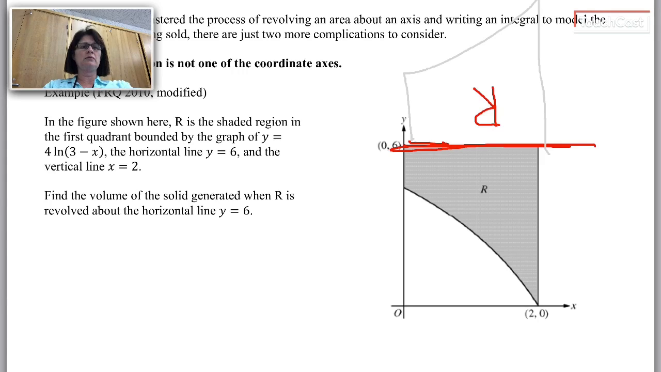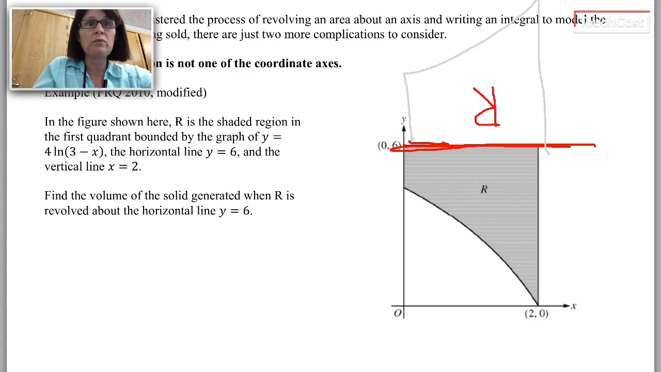I'm going to change to green because I'm going to try to draw a slice. I've revolved around the line y equals 6, which is horizontal, and I'm supposed to take my slices perpendicular to that axis. So I'm going to take slices that are vertical. That tells me that the thickness of my slice is going to be a very small change in x. I'm going to draw that in.